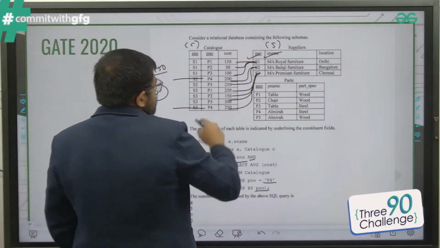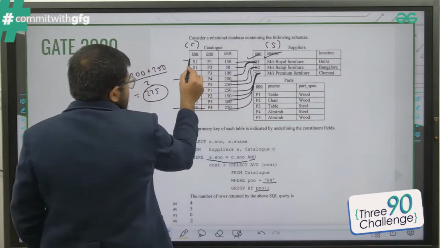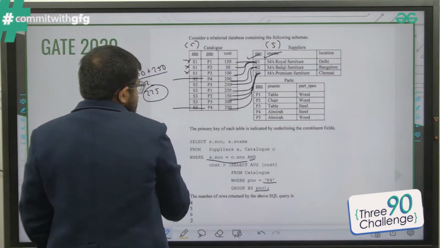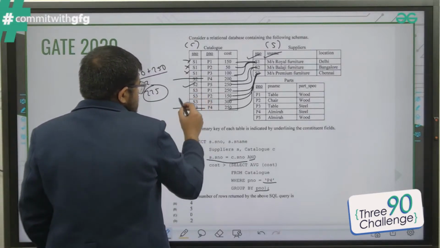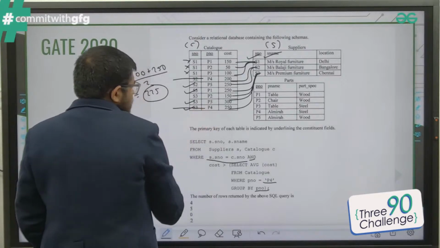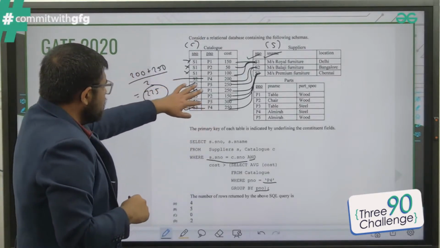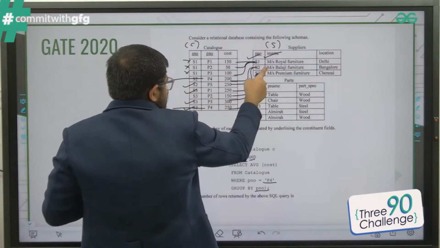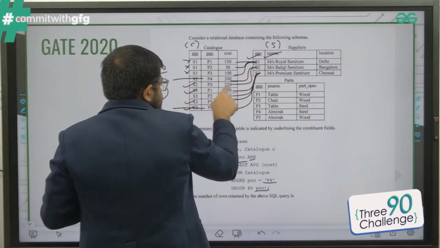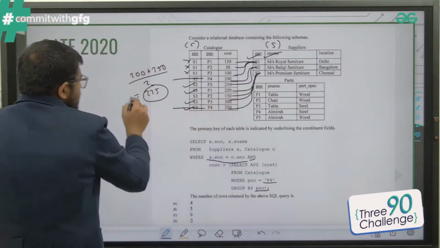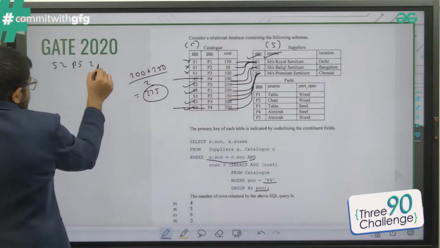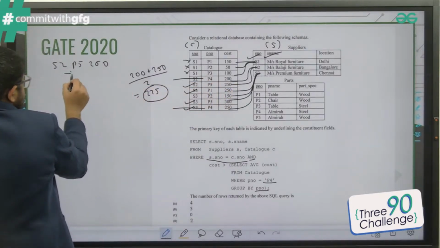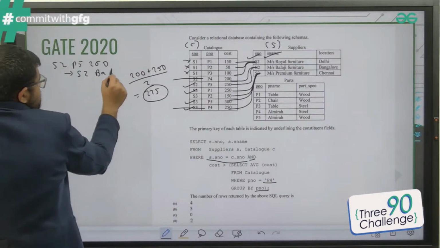So S1, this tuple will not be there, this will not be there, this will not be there. Okay, and one tuple is there, second tuple is there, third tuple is there, fourth tuple is there. There are four tuples. Now here also S2 will relate with this S2. So this tuple S2 P5 250 will relate with S2 Balaji Furniture and Bangalore.